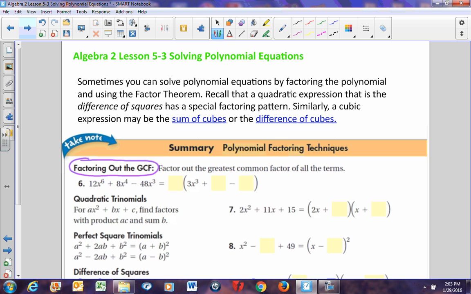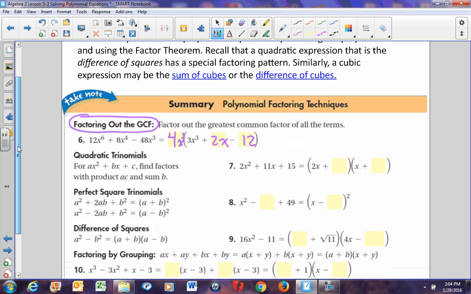If we look at this problem, 12x to the 6th plus 8x to the 4th minus 48x to the 3rd, we should recognize right away that 12, 8, and 48 are all divisible by 4, and I can take an x to the third out of everything. So I'm going to take out a 4x to the third. And when I do that, I'll be left with 3x cubed plus 2x, and then 48 divided by 4 is 12, so you get 3x cubed plus 2x minus 12.